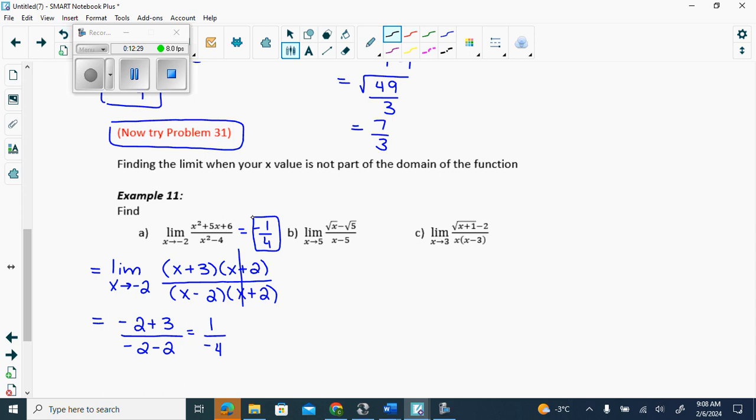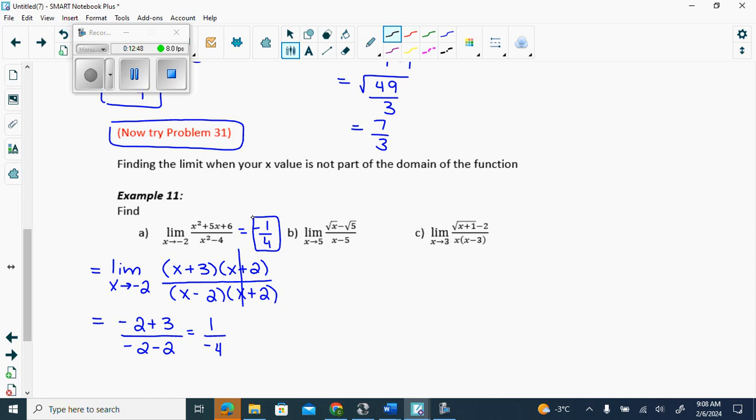B, if I plug the 5 in, it does not work because our denominator is 0. So we know when we have radicals, what do we have to do to try and fix our problem? Conjugate. And we don't care if we're doing it to the numerator or the denominator. There's no rationalizing. We'll do the numerator now, right?